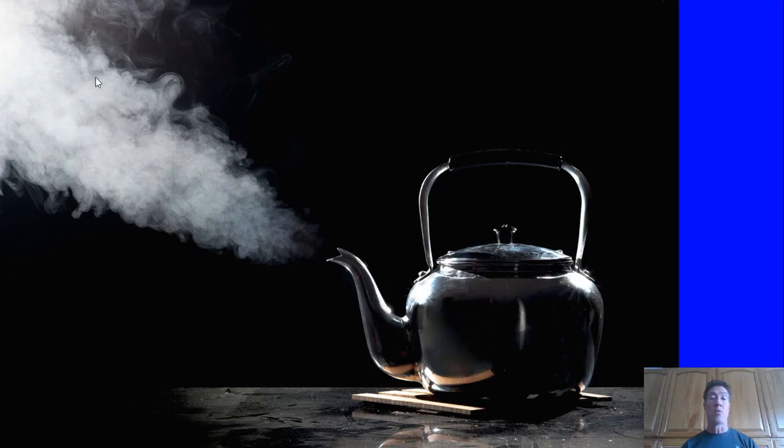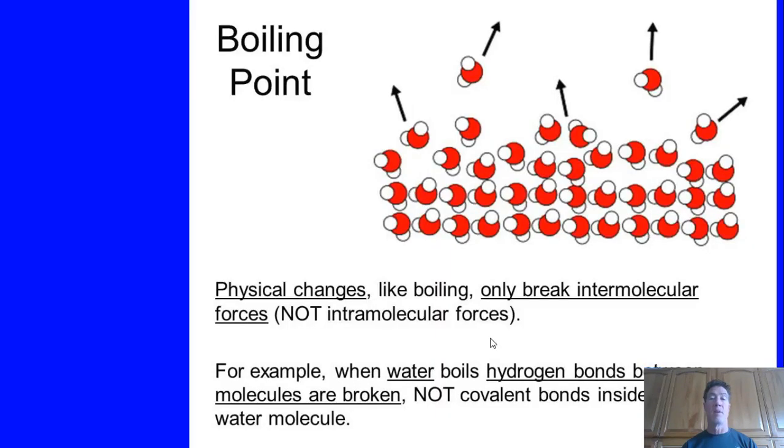So these are all still water molecules. They're just further apart than they were when they were in the liquid form. We call this boiling point, when something goes from liquid to a gas. And again, it only breaks the intermolecular forces. It doesn't break the intramolecular.